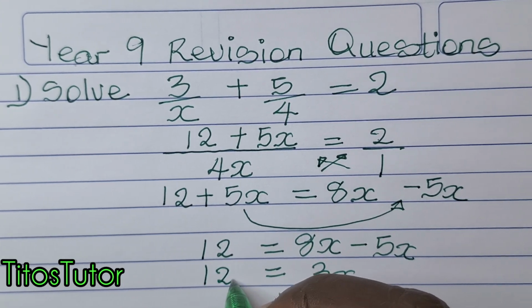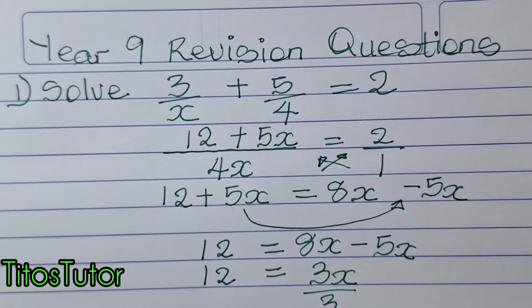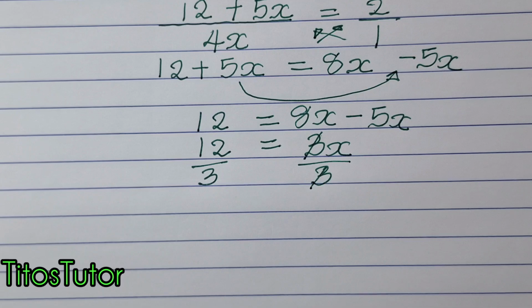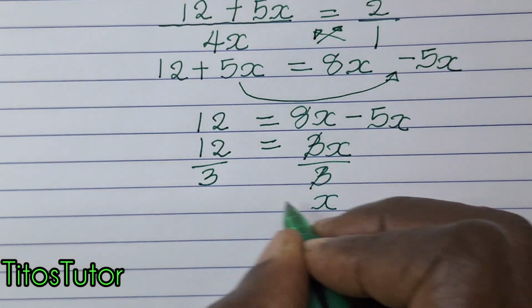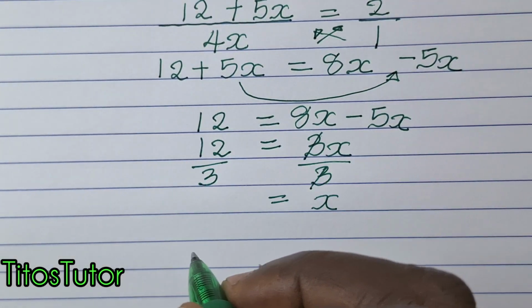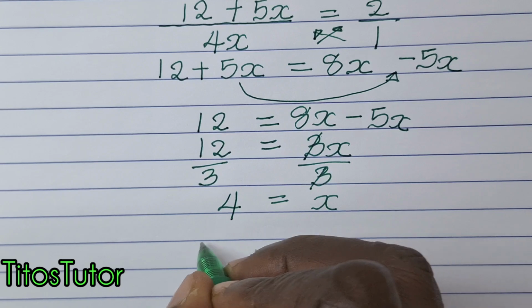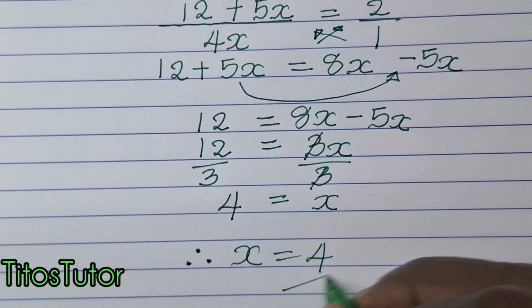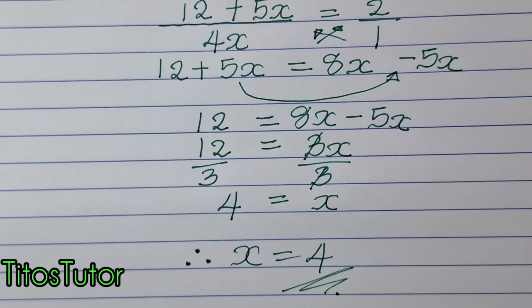3x equal to 12. I'm going to divide this part by 3 and divide this part by 3. 3 cancels 3, and x is equal to 12 divided by 3, which is 4. Therefore, my x is equal to 4, and I am done.